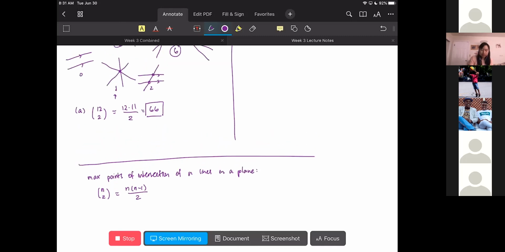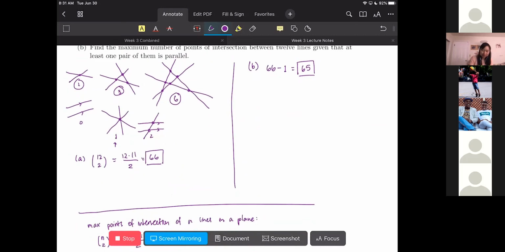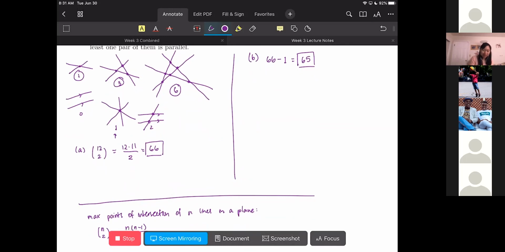So we can also verify for these few examples that I drew. So for example, if there's 2 lines, then we have 2 choose 2, which is 1. If there's 3 lines, then we have 3 choose 2, which is 3. If there's 4 lines, we have 4 choose 4 2, which is 6. All right.